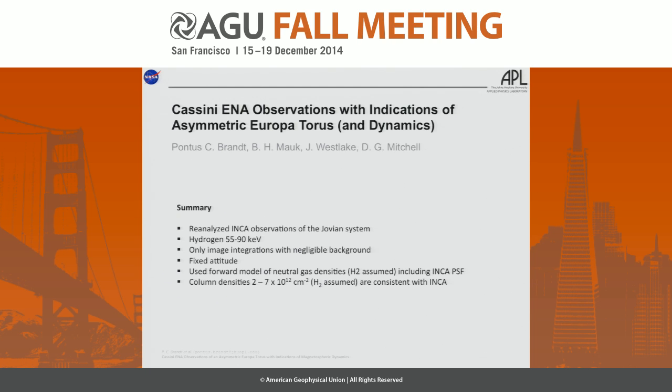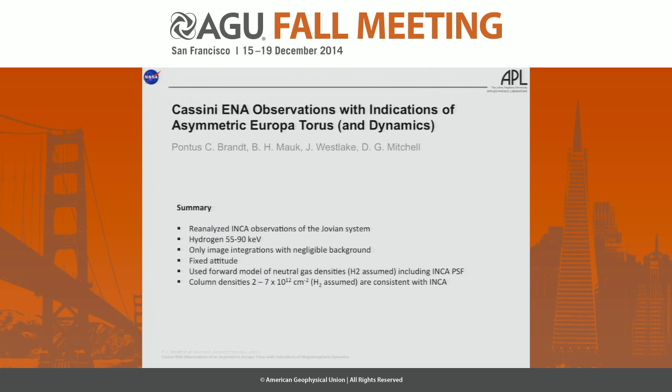So basically what we've done is we have taken a thorough look and reanalyzed the INCA observations of the Jovian system. And just like previous work done by Barry, we also use the 55 to 90 keV channel because there is less scattering in that channel. And what we've done differently here is that we use only image integrations with negligible background. So we're not doing any background subtraction because there's simply no background in there.